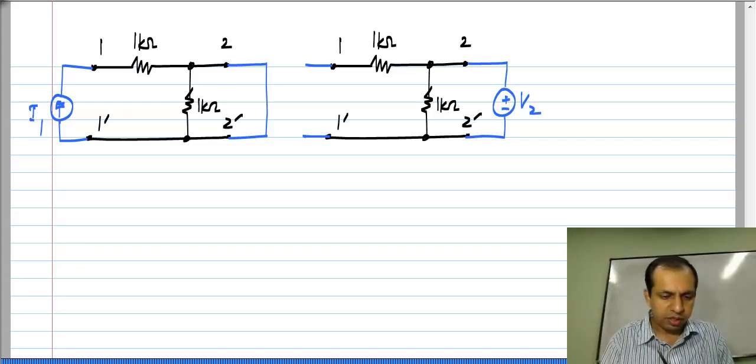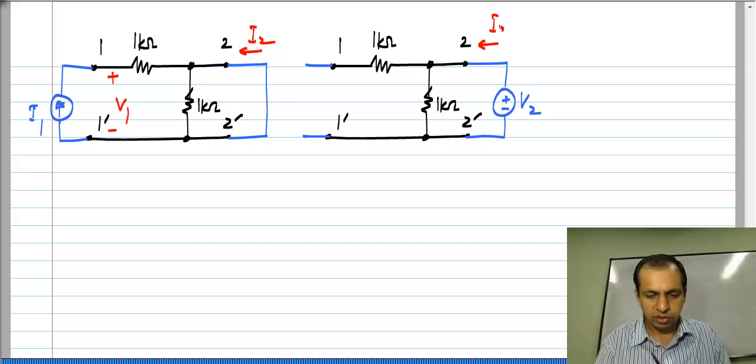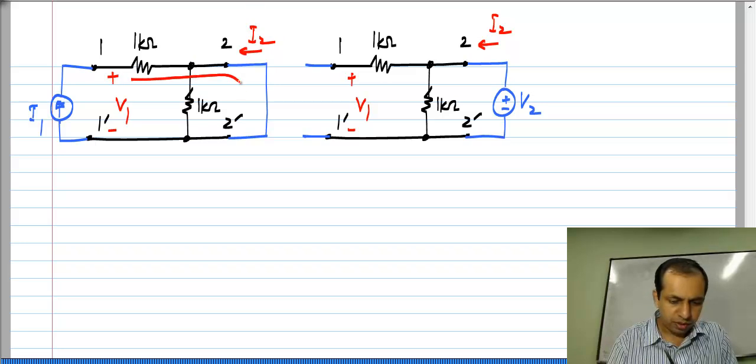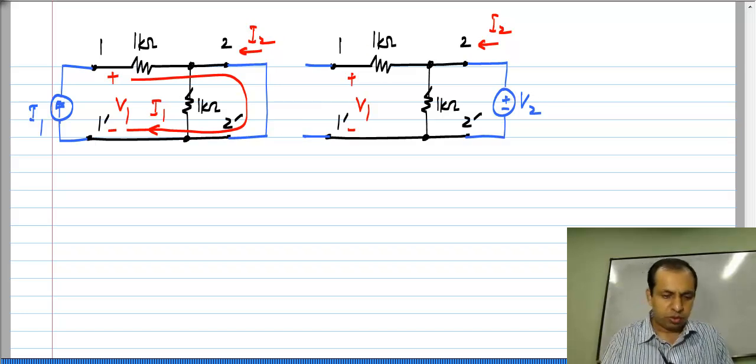So, now what I need to evaluate in this are I 2 in this direction and V 1, the same for both circuits, I 2 and V 1. So, let us take the first circuit over here. This short circuit across port 2 is shorting out this 1 kilo ohm resistor. So, no current flows through this 1 kilo ohm, and all of I 1 flows in that direction, okay, flows that way. So, this V 1 is nothing but the voltage drop across this 1 kilo ohm resistor, okay, which is 1 kilo ohm times I 1.